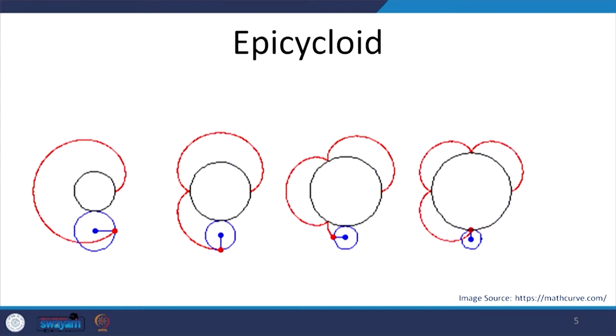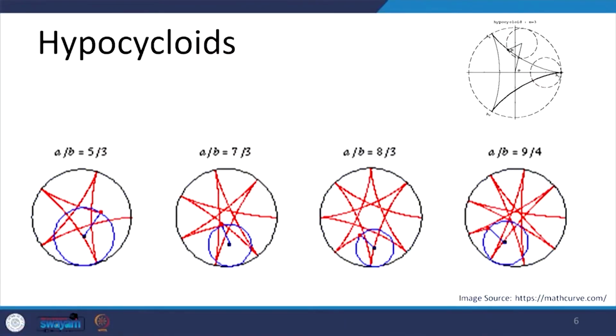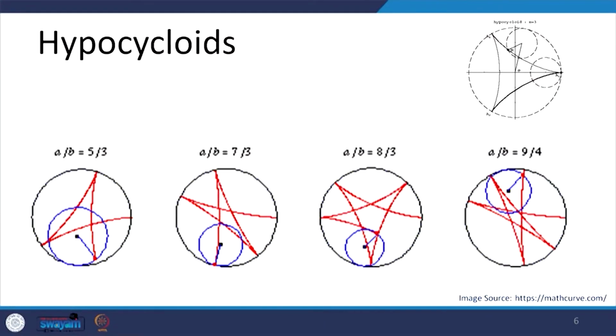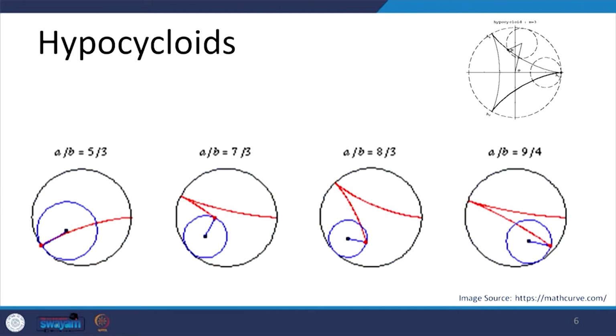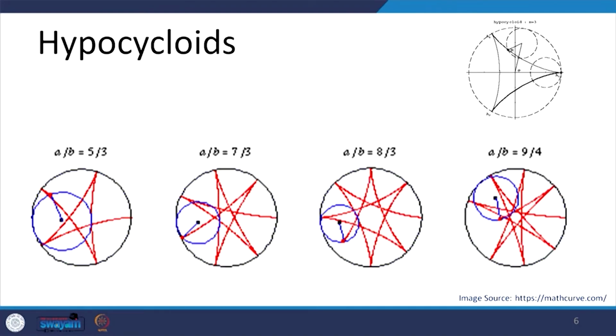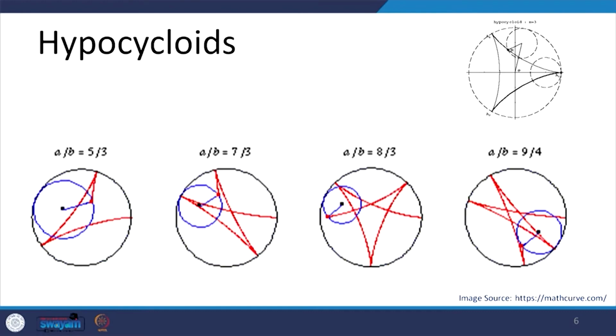This is epicycloid. Now, we will look at hypocycloid. In this case, the circle is moving inside a limiting circle. Again, depending upon the proportion between this fixed circle, which is the path, and the moving circle which is inside, we get these different patterns, which is what hypocycloid is.